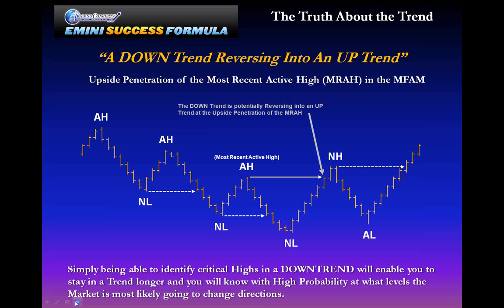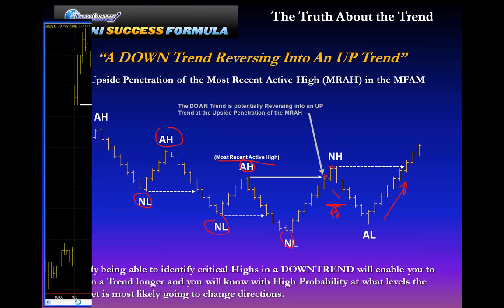All right, let's see what the next chart entails. Again, downtrend changing into an uptrend, right? So you've got lower lows, right? New lows, which are lower lows, and you have active highs, which are lower highs in the downtrend. So once this most recent active high has penetrated the upside here, you're looking for the downtrend to change from down to up. So now you're immediately looking for a pullback into a support zone to be buying it. And you're anticipating a bounce. Okay, let's look at an example.